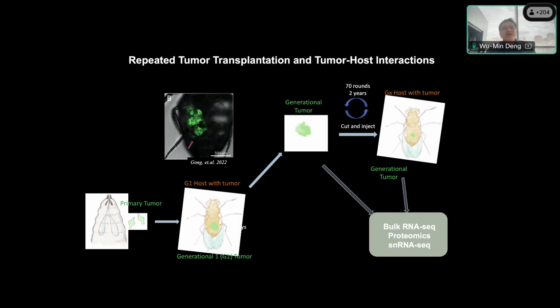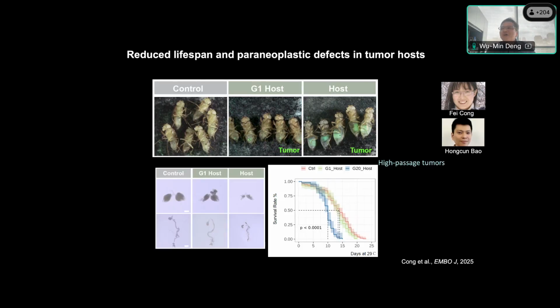A very interesting thing we found is that while we're doing this repeated transplantation of those tumors, the high passage tumors become more malignant. Basically, they could cause significant damage to the host. You can see the host lifespan becomes shorter compared to hosts with earlier generations of transplanted tumors. Of course, we also observed different phenotypes as reported from David's and Norbert's talks, such as bloating and also organ wasting in this tumor model.